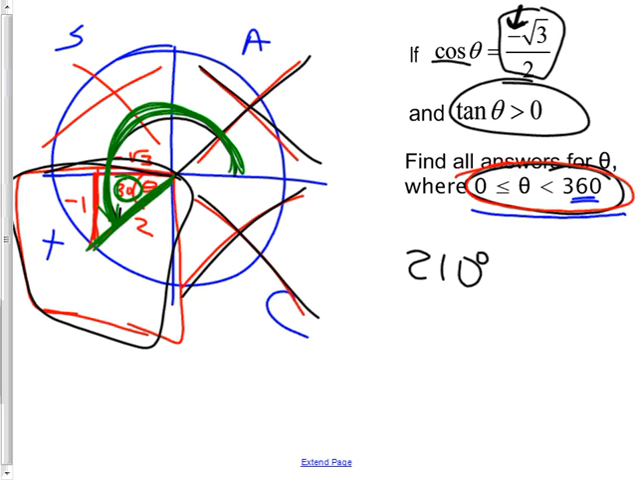Yes. 210 would be the answer. Done. Nope, just that. And yes, it needs a degree symbol because this problem is in degrees. Yes.